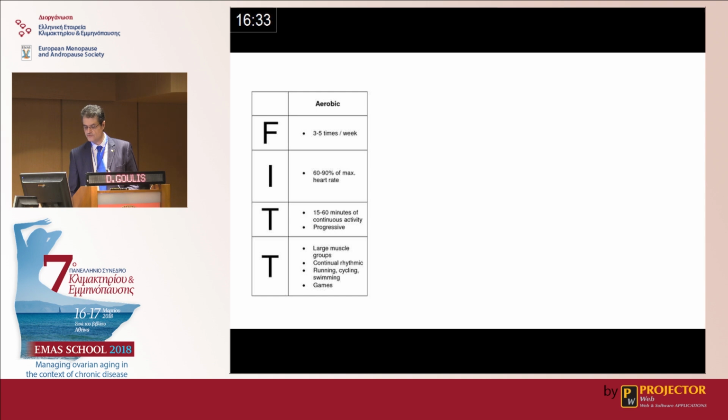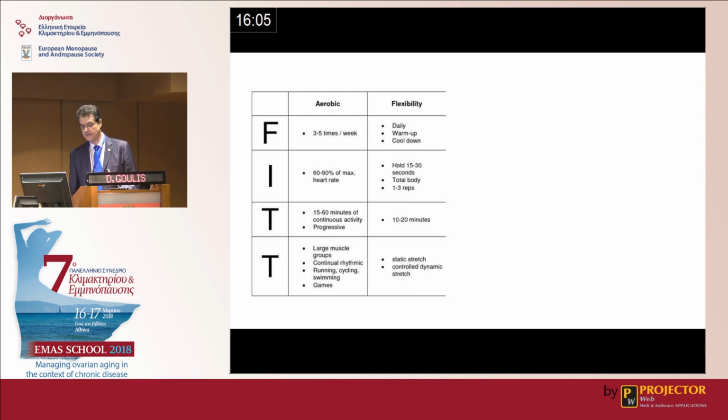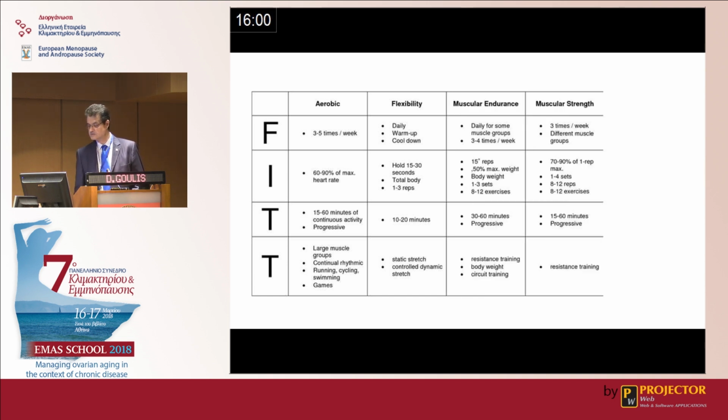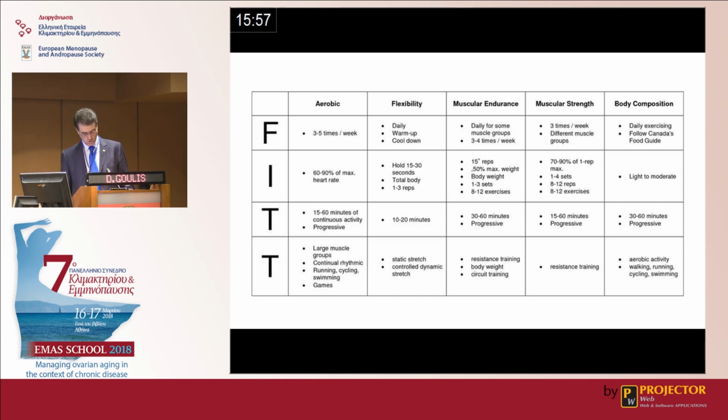Let's apply it. So FIT, if you are targeting aerobic exercise in order to improve your cardiovascular function, I would go for 3 to 5 times a week. So this is the frequency. The intensity, something like 70–80% of maximum heart rate according to your age. The time, something like half an hour a day, progressive if possible, and the type, large muscle group. But of course, there are different types of exercises, if you aim at flexibility, muscle endurance, muscle strength, body composition, and so on.